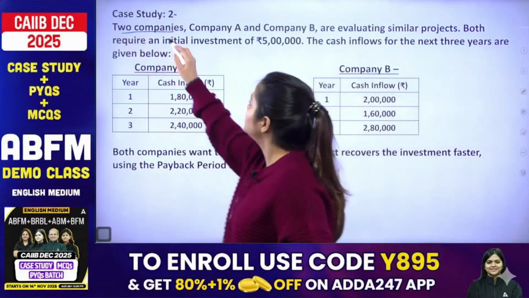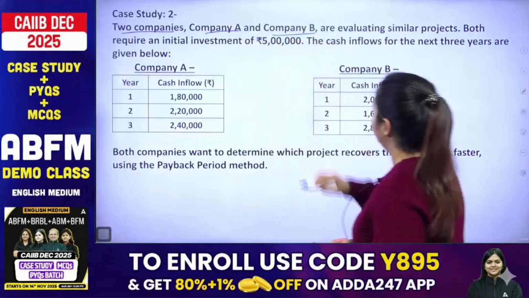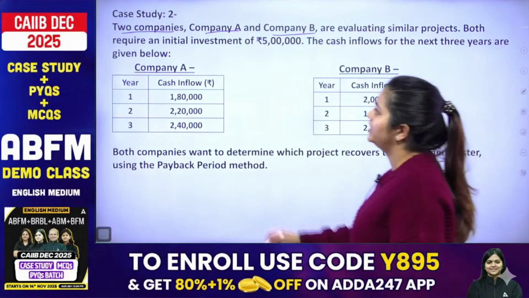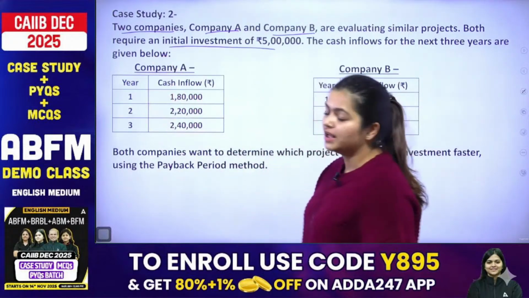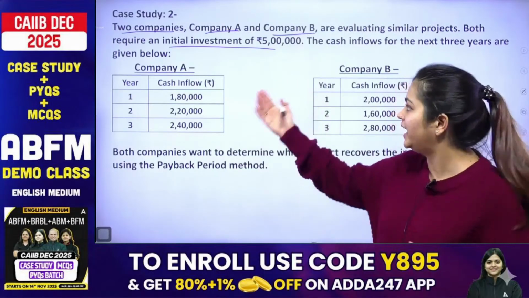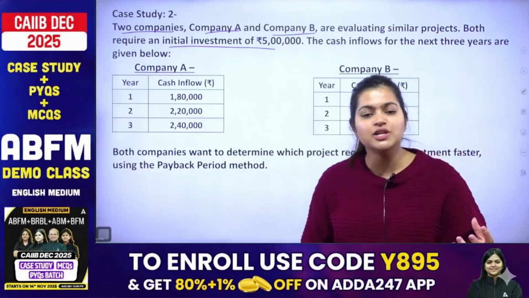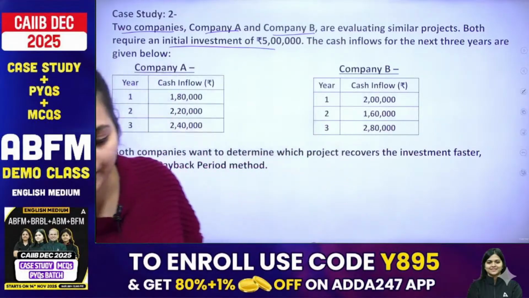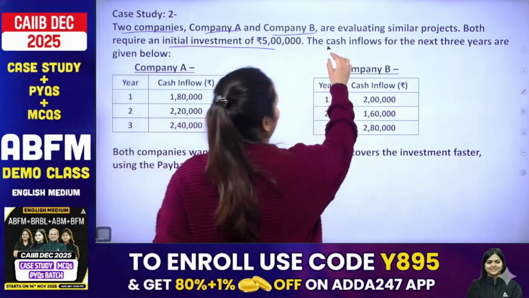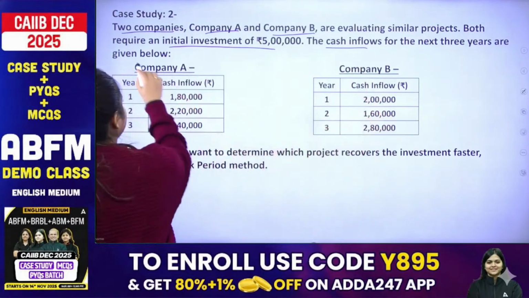Now, two companies, company A and company B, are evaluating similar projects. Both require an initial investment of 5 lakhs. Okay. So, as per your first two lines, you have two companies, company A and company B, and initially, when you are investing, you have 5 lakhs, correct? Next, the cash inflows for the next 3 years are as given below.